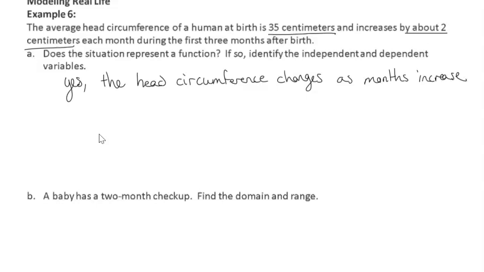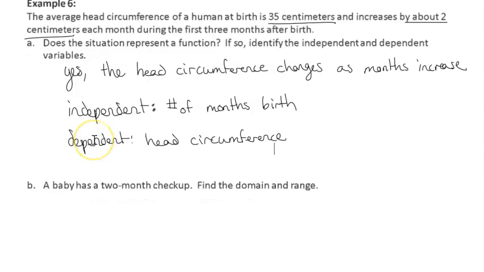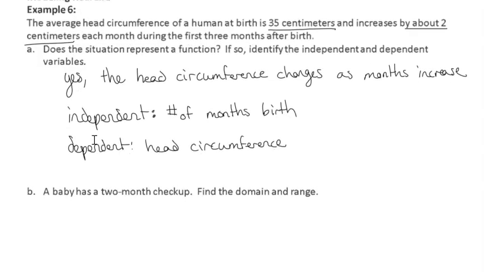So that means that the independent variable, I will tell you in general, time is always independent because you can't control time. So the number of months after birth is the independent variable. Now, how big the baby's head is, the head circumference, depends on how many months the baby has had to grow. So the dependent variable is the head circumference. Now, think about whether this would be a scatter plot or if it would be continuous, okay? So it says a baby has a 2-month checkup. Find the domain and range.